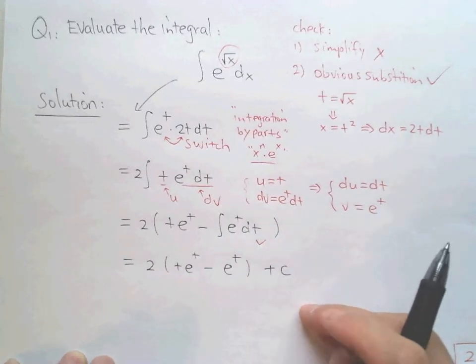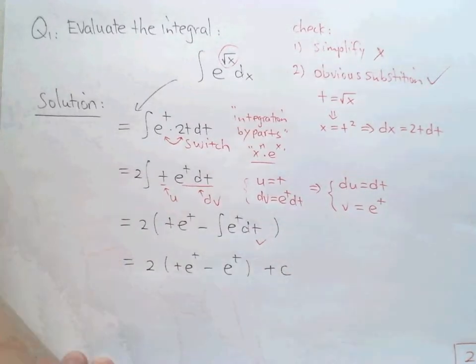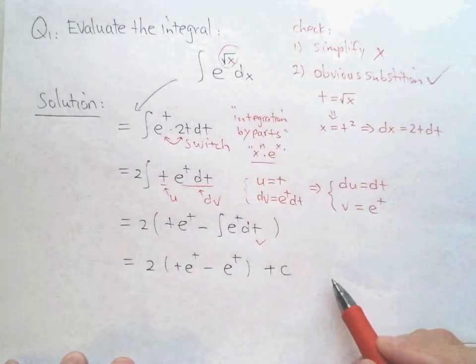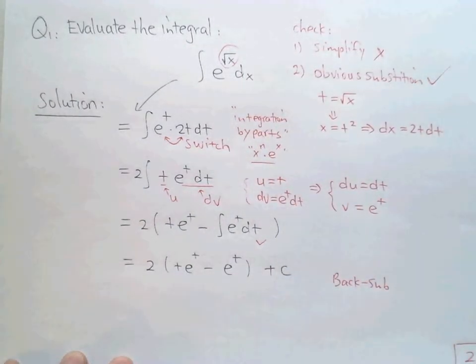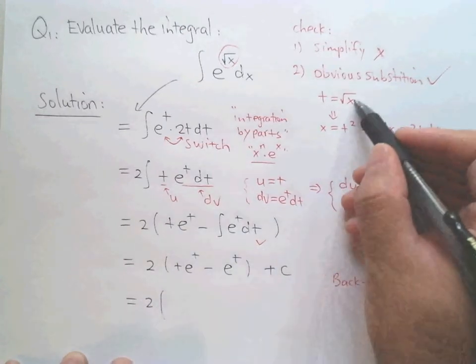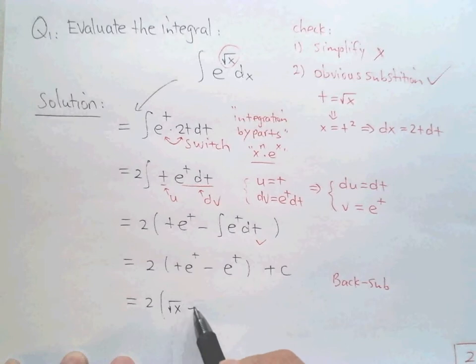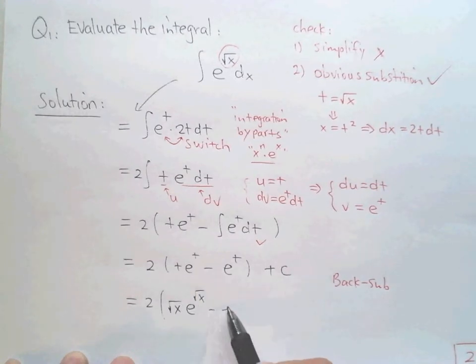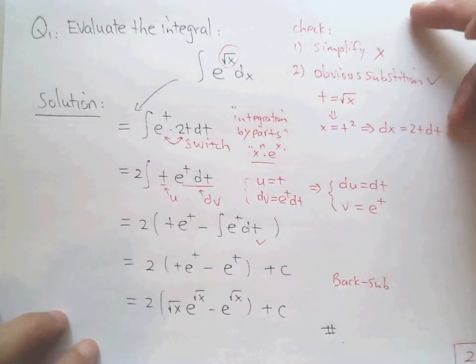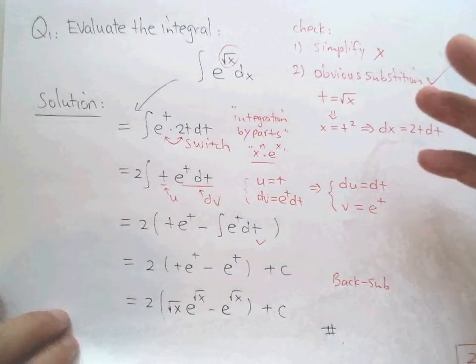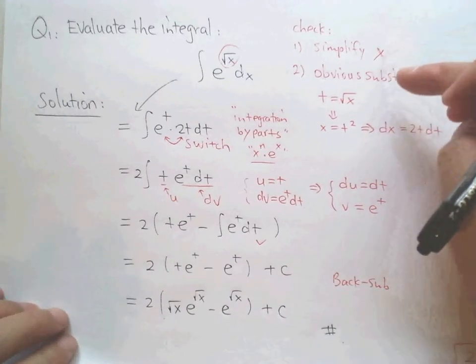Okay, and the last step, go back and substitute, right? We need to back substitute. So after substituting, what do I get? I get this. t is square root of x. So 2 times (square root of x times e^(square root of x) minus e to the power square root of x), and then plus c. Okay, so this example is just following these 4 steps. Okay, the first step failed, the second step works.